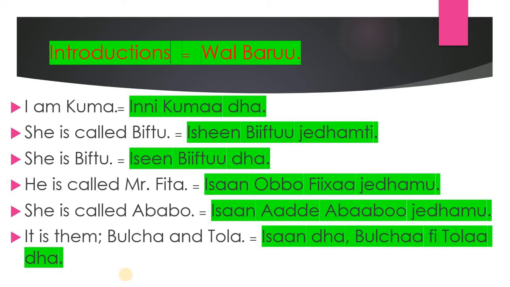It is them, Bulchaa and Tola. So this time, two people. Isaanidha, Bulchaaf Tolaadha. We can use Isaan as well for plural names. Isaanidha Bulchaaf Tolaadha. Okay, that's how we can also introduce somebody.